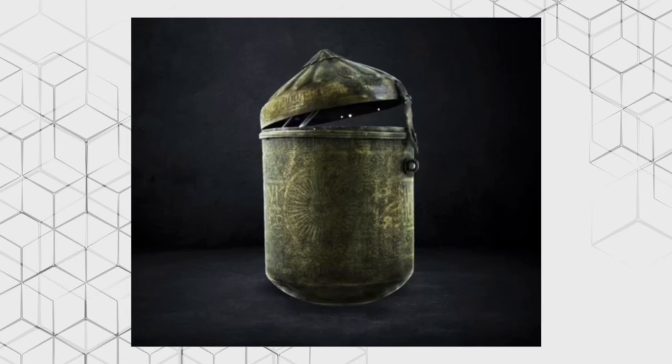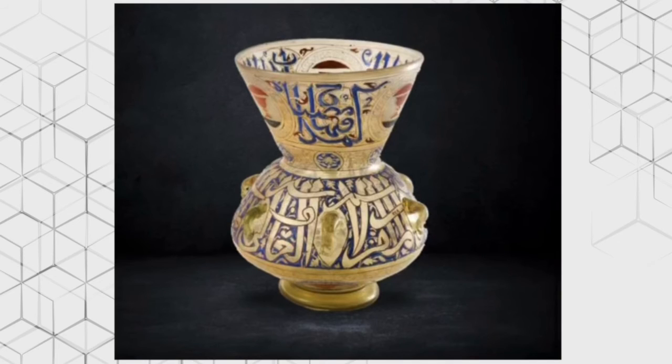A box, casket of copper alloy inlaid with silver, in the name of Sultan al-Nasir Muhammad ibn Qalawun. From Egypt, it was during the Mamluk time and it dates to the 14th century AD. A mosque lamp. Mosque lamp made of enameled glass in the name of Al-Amir Saifuddin Sheikh. From Egypt, it was during the Mamluk time and it dates to the 15th century AD.